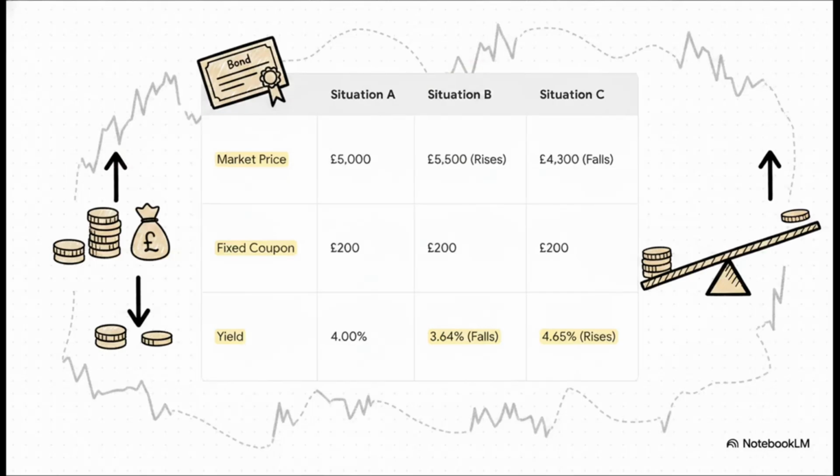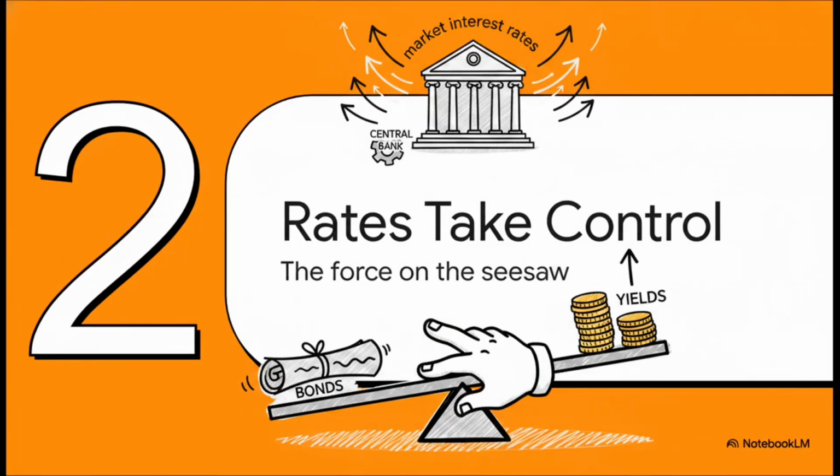Okay, look at situation A. You buy a bond for $5,000. It pays you a fixed 200-pound coupon. Simple math, that's a 4% yield. But now, check out situation B. The bond becomes more popular and its price gets pushed up to $5,500. You're still only getting that same 200-pound coupon, so your actual yield, your return, drops to 3.64%. See? The price went up, the yield went down. The seesaw is in action. And of course, the exact opposite happens in situation C. The price falls and your yield goes up. So, we've got it. Bond prices and yields are on that seesaw, moving in opposite directions.